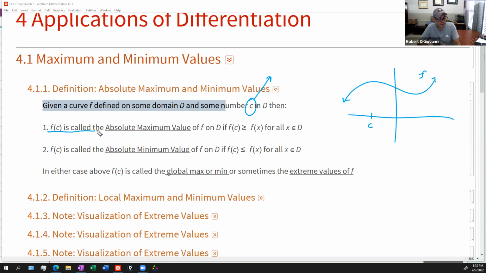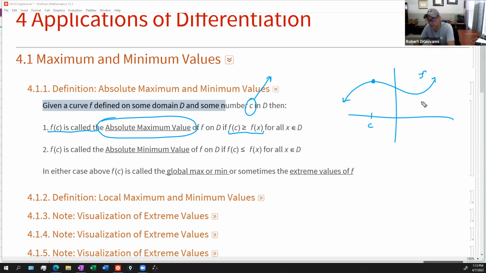Then f of c is called an absolute maximum value of the function f on the domain D if, this is the important thing, f of c is bigger than or equal to f of x for all x in D. All that's saying is that if you go to this point c and go up to that point on the graph, that point is bigger than all other points on the graph. It's the king of the mountain. It's the highest point on the graph.